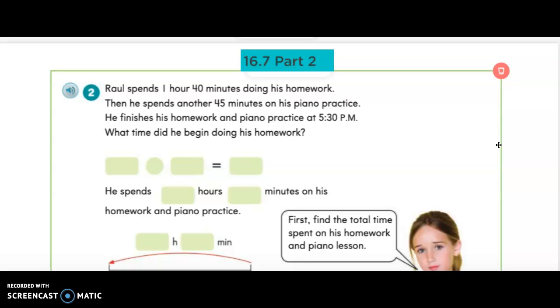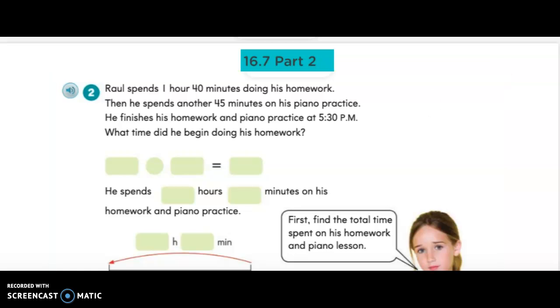He spends another 45 minutes on his piano practice. He finishes his homework and piano practice at 5:30 p.m. What time did he begin doing his homework? So the first step we need to figure out is how much time he is spending on his homework and piano practice. So we're going to do that by adding up this time.